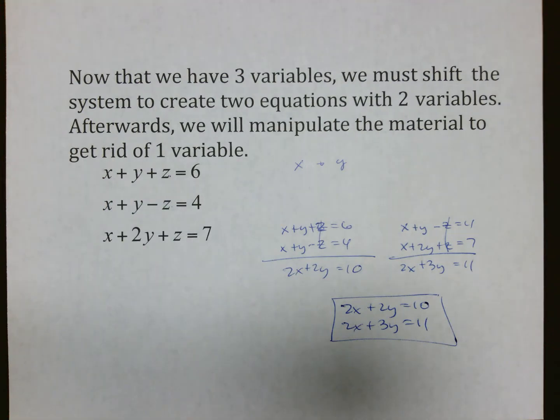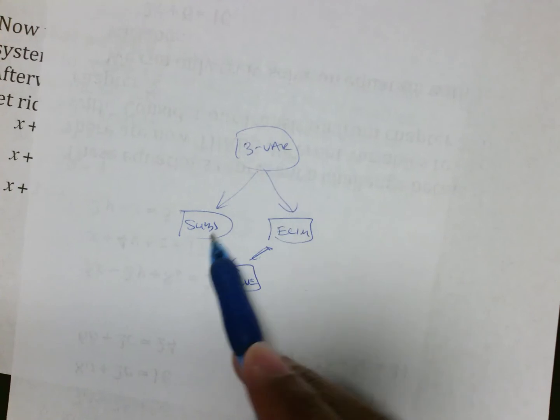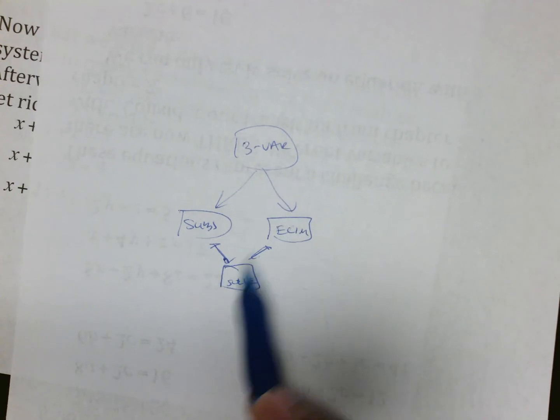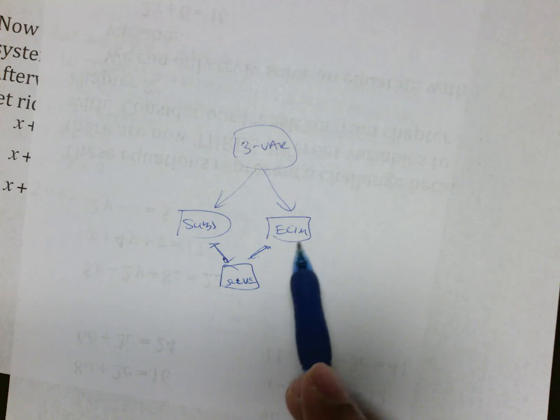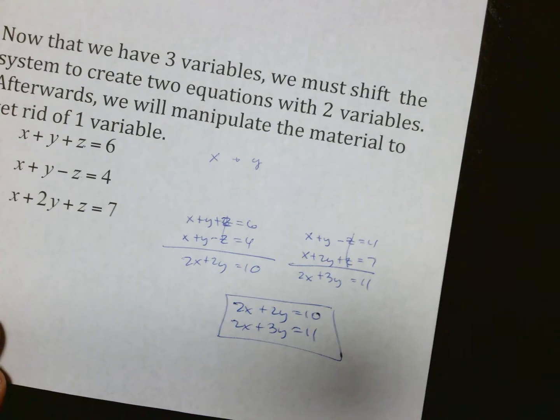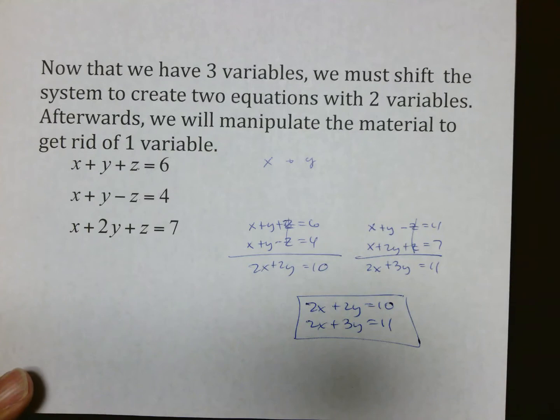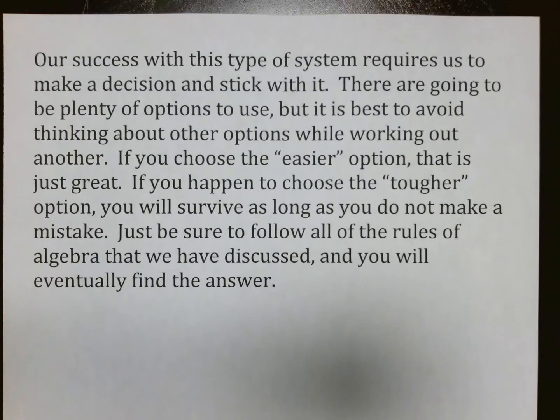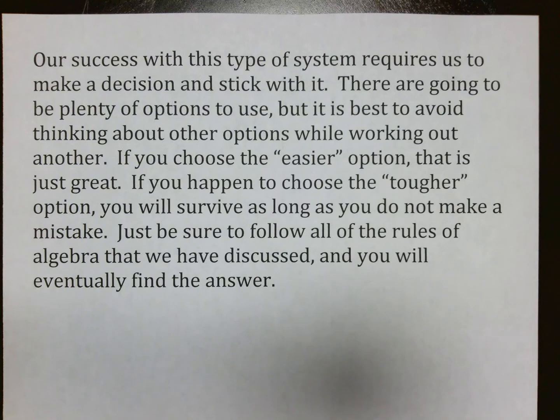That is what I meant when I gave you that picture where I said you're going to have your three variables, you're going to create a system that's either here, you're going to go down and solve it, and then you're going to work your way all the way back up to get all three of your answers. Again, it's just a patience thing. It just takes a little bit of practice, but again, as long as you stick with it, I think you should be fine. Our success with this type of system requires us to make a decision and stick with it.